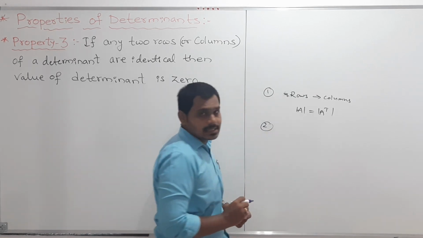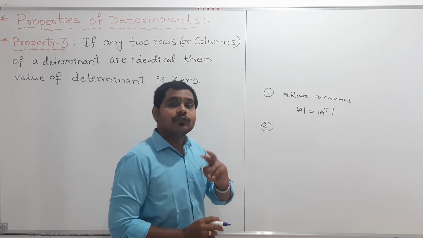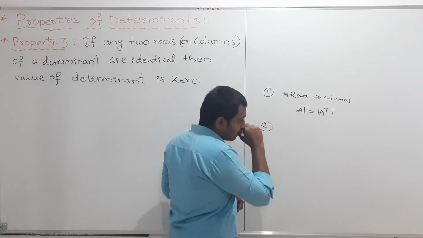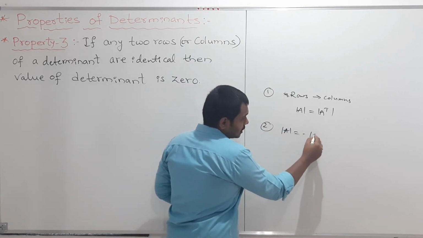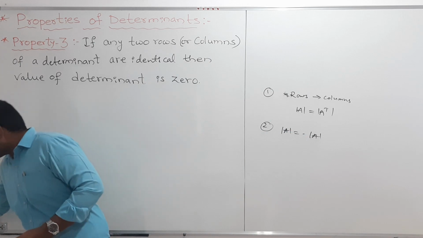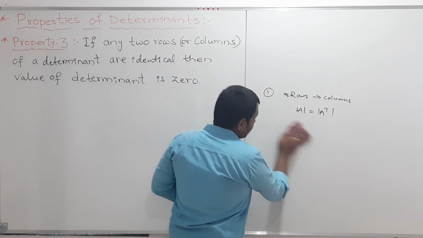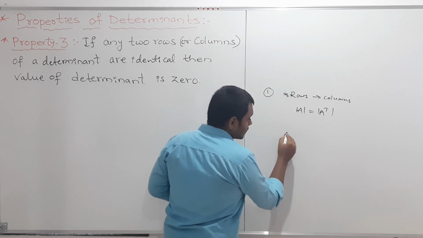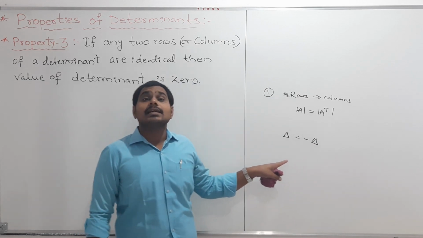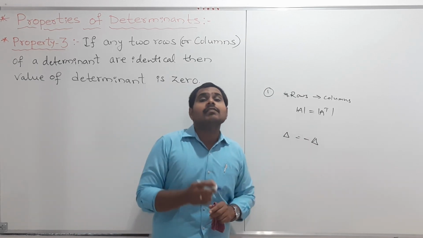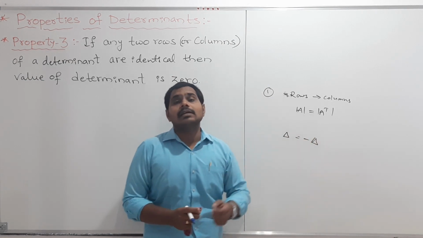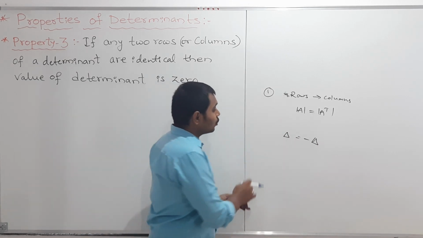Then the second property I discussed is that in any determinant, if we interchange any two rows or any two columns, then the sign of the determinant will change. It will become minus. So I can write here, the second property is, if we interchange any two rows or columns of a determinant delta, then the sign of the value of the determinant will change. That also I discussed in the previous videos. If you have any doubts, you can comment or refer to my previous videos, in which I discussed the two properties.